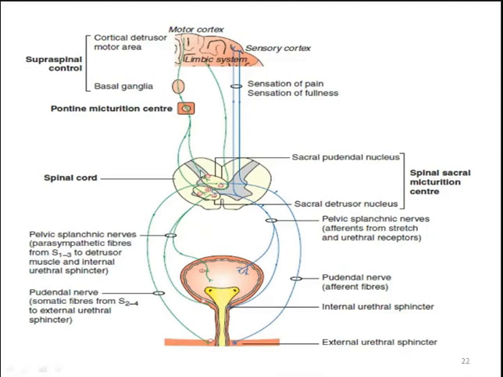And you can see this sacral micturition center is controlled by higher centers: the pontine micturition center, basal ganglia, limbic system, and the motor cortex. These are the supraspinal control. This is the spinal cord, and these are the supraspinal controls. And the spinal sacral micturition center, I told you, comprises the sacral detrusor nucleus and the sacral pudendal nucleus.